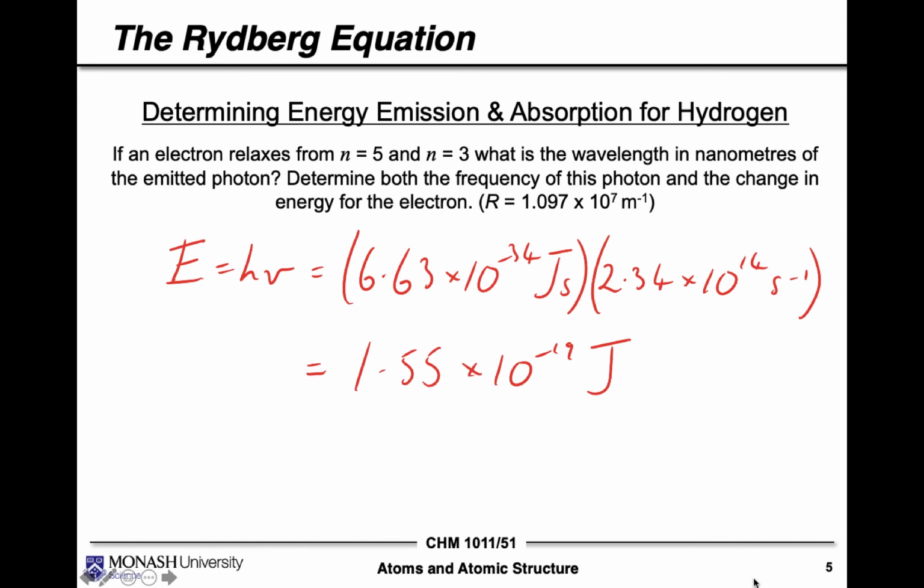Now, there's something slightly wrong with my answer here. Can anyone guess what it is? Hit the pause button now and see if you can guess what it is. And when you unpause, I'll tell you what I've done wrong. All right, you've unpaused. The question asks for the change in the energy of the electron. The energy of the electron has decreased. It's more stable. So the change in energy should be negative. So the answer should really be minus 1.55 times 10 to the minus 19 joules.